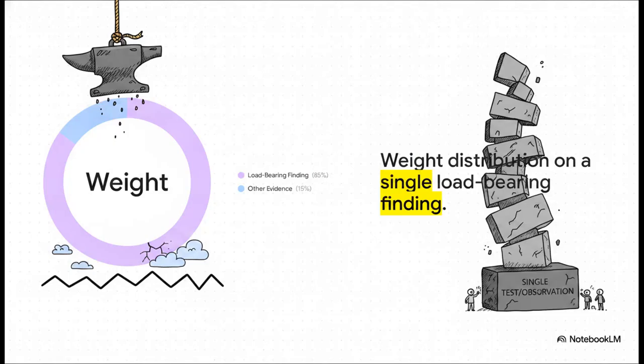Just look at how precarious this weight distribution actually is. I mean, a massive 85% of a clinician's conviction can rest on just one single test result. That is wild. If that specific load-bearing finding is flawed or misinterpreted or maybe just flat out wrong, the whole cognitive structure suffers a total collapse. You absolutely 100% must know where the weight of your diagnostic argument lives.